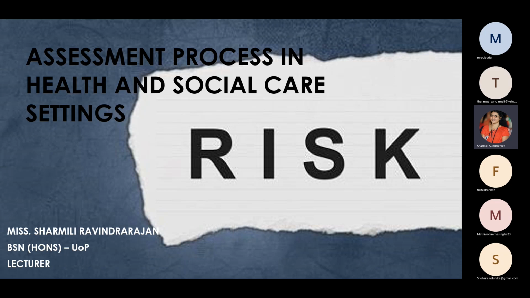So before moving to the nurses' assessment, today we are going to see first the risk assessment, because in health and social care, as professionals, we are having so much risk and hazard in our day-to-day routine work. We are encountering so many hazardous things as well as risky items. So in order to solve all those things, you need to know about the risk assessment.